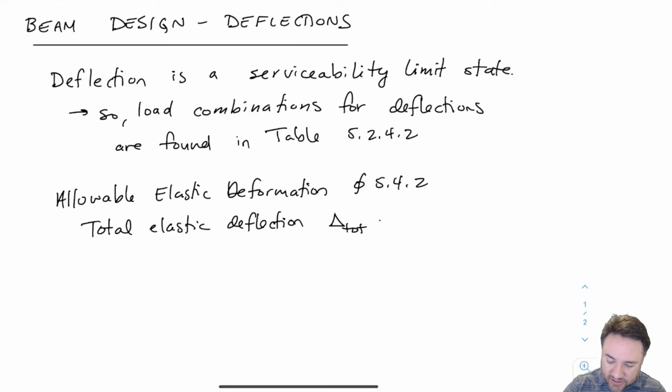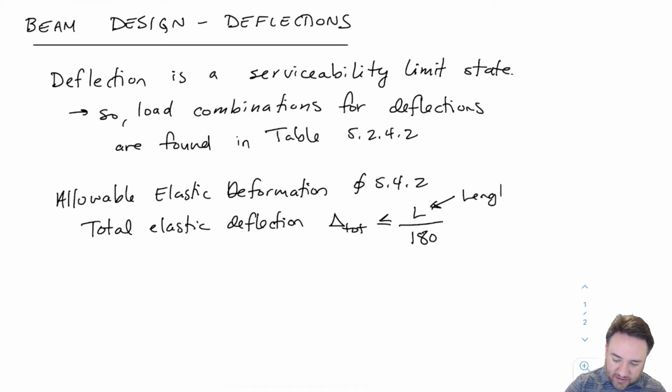And that deflection has to be less than or equal to L divided by 180. That means our span length basically divided by 180. So if our span length is 2 meters, then we divide by 180, we get our deflection limitation in millimeters. And then we need to check that against what the actual deflection is. It also talks about modifying that limitation if there is a camber.